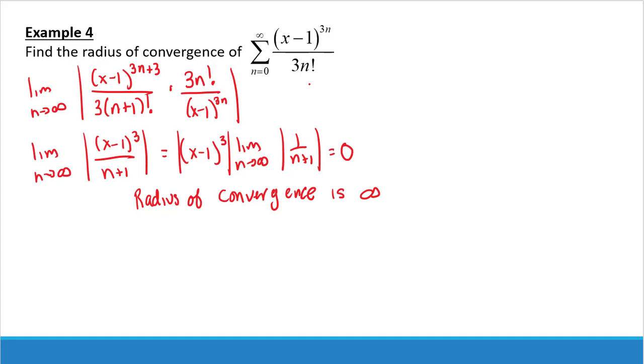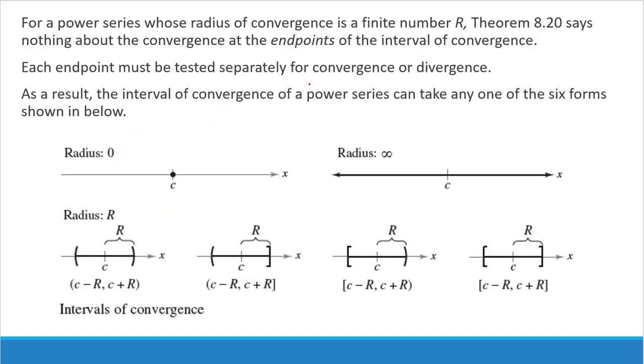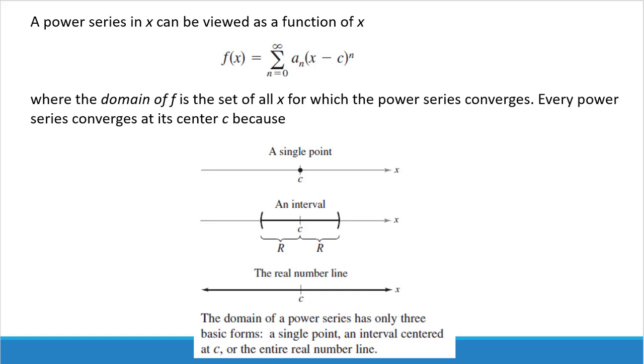Okay, next. So for a power series whose radius of convergence is a finite number r, theorem 8.20 says nothing about the convergence at the endpoints. So we need to look at the endpoints now. That theorem was the one that we talked about at the very beginning, I believe, if I can get my screen correctly. It was either this one. No, it was this one. Okay.